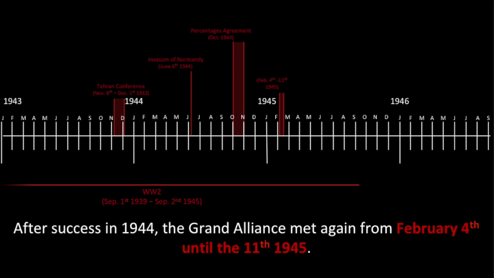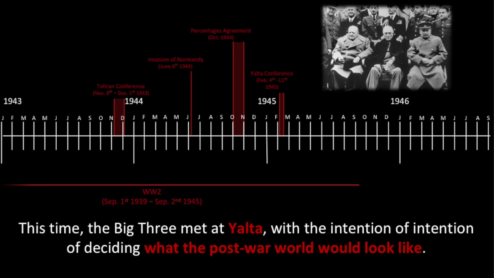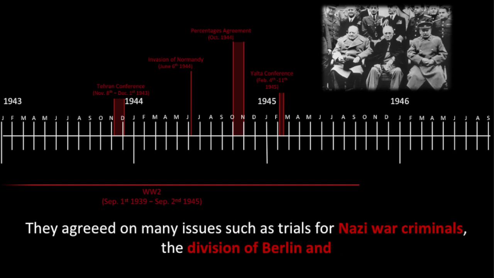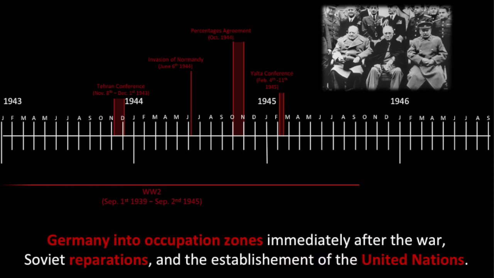After success in 1944, the Grand Alliance met again from February 4th until the 11th, 1945. This time, the Big Three met at Yalta, with the intention of deciding what the post-war world would look like. They agreed on many issues such as trials for Nazi war criminals, the division of Berlin and Germany into occupation zones immediately after the war, Soviet reparations, and the establishment of the United Nations.